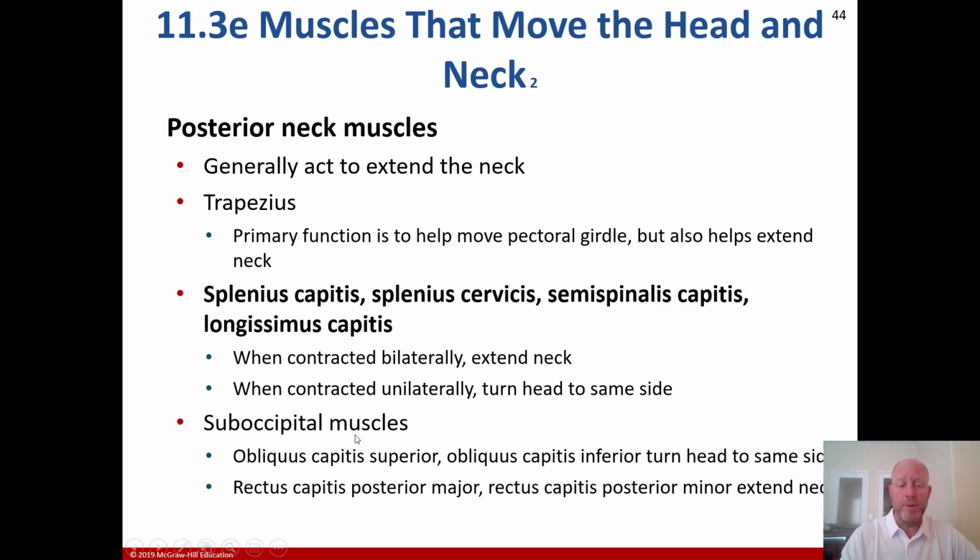The suboccipital muscles, the obliquus capitis superior and the obliquus capitis inferior, both turn the head to the same side. And the rectus capitis posterior major and the rectus capitis posterior minor help extend the neck, going to extension of the spine.